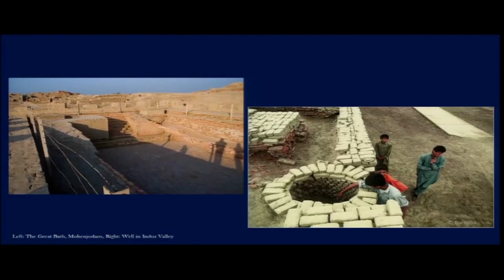On the right side, we also have the well. As we know, the bricks were also used for making the canals, as well as the wells for the supply of groundwater. So these are some of the technologies that we see were evident in the very early part of the history of the Indian subcontinent.